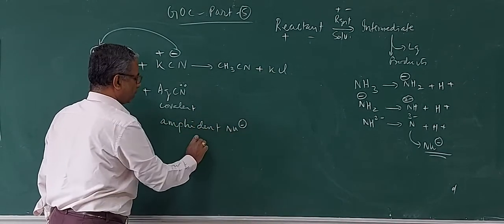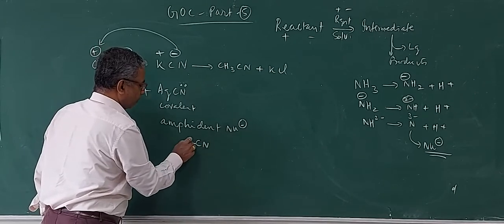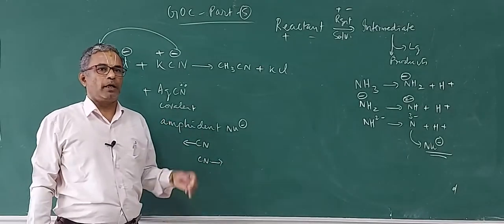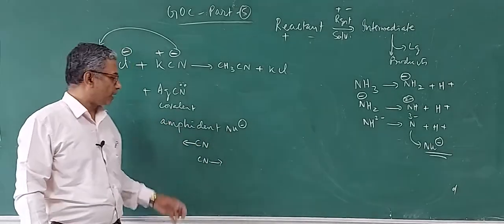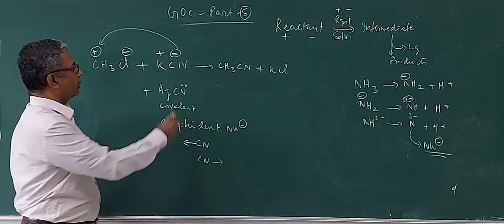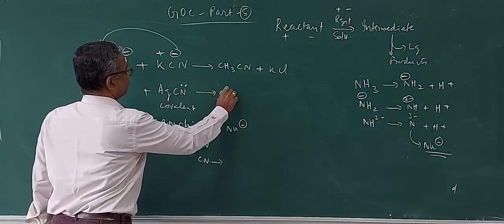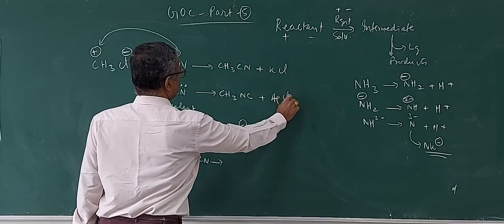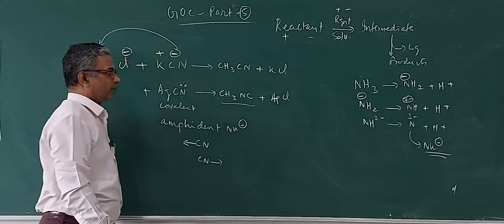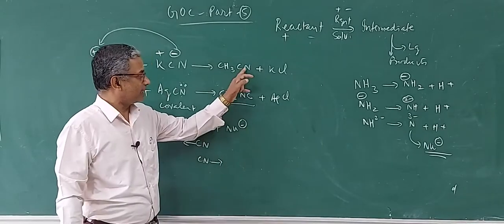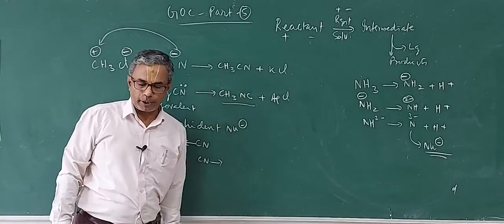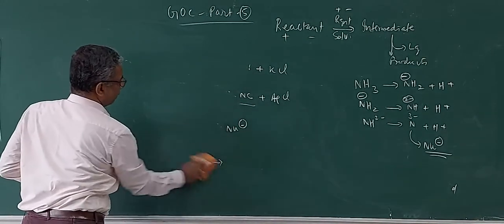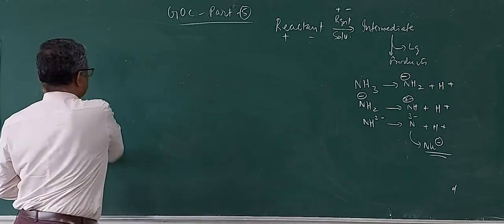So an amphident nucleophile is the same nucleophile. In one compound C will get attached, in another compound N will get attached. So you have two types of attachment depending upon the type of compound that you have. Therefore this is called an amphident nucleophile. So here if you add AgCN, actually it will be CH3NC plus AgCl. But for all practical purposes, we say that both of them are cyanide. So this is cyanide, this is isocyanide. Okay. So like this we can predict the product of any reaction by simply following the organic schema.